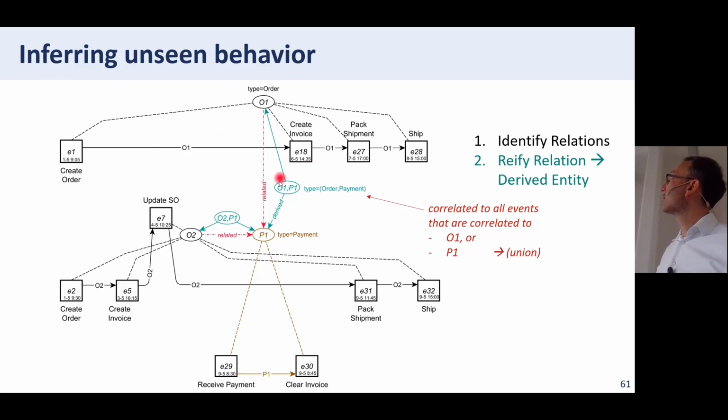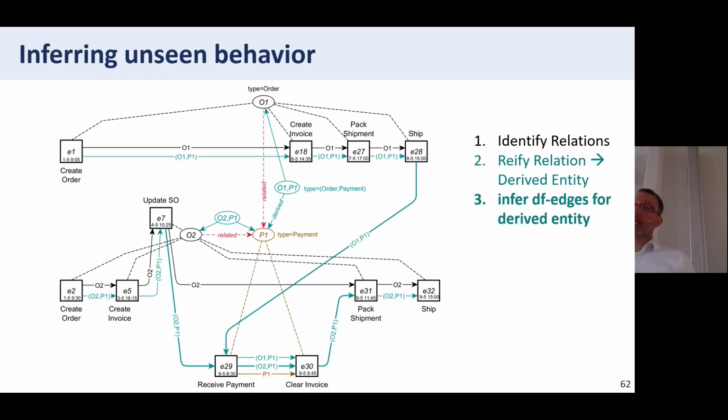So we have one entity, O1P1, that describes the relation between order 1 and payment 1, and O2P1, order 2 and payment 1. And then, just like we did before, we can correlate all the events to these two derived entities, and we're doing this by union. So anything that was correlated to P1 or to O1 is now also correlated to O1P1. And then we derive, again, the directly follows edges. And these are the paths we get.